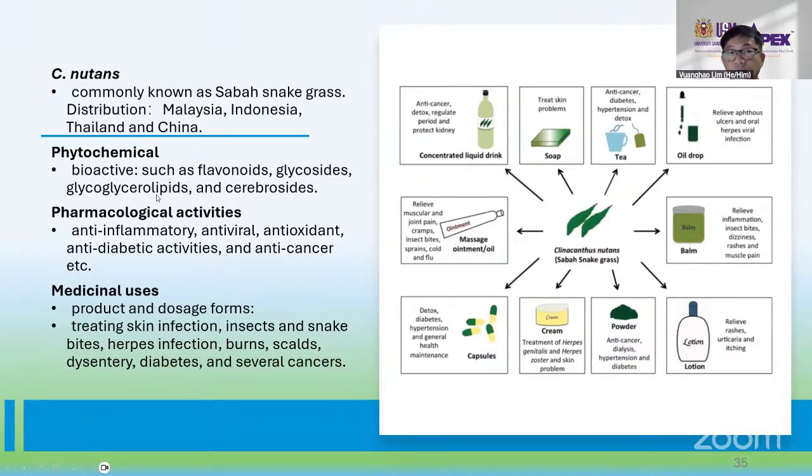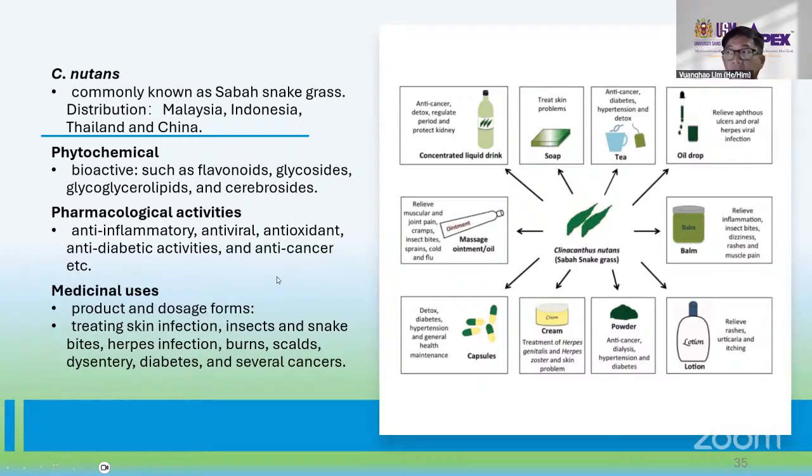Some of the phytochemical compounds have been identified, for example flavonoids, glycosides, glycerolipids, and also some cerebrosides. As I mentioned earlier, the pharmacological activity is mostly antiviral, anti-inflammatory, anti-diabetic, and some have been reported as anti-cancer.